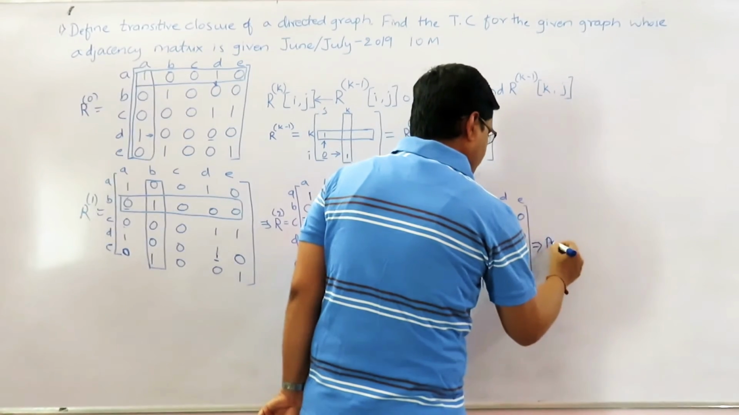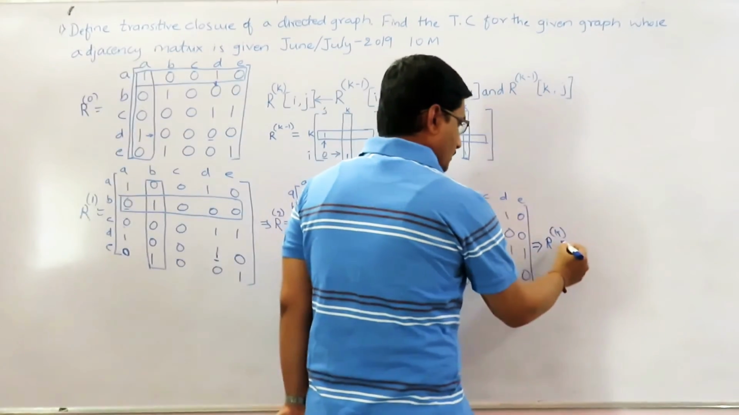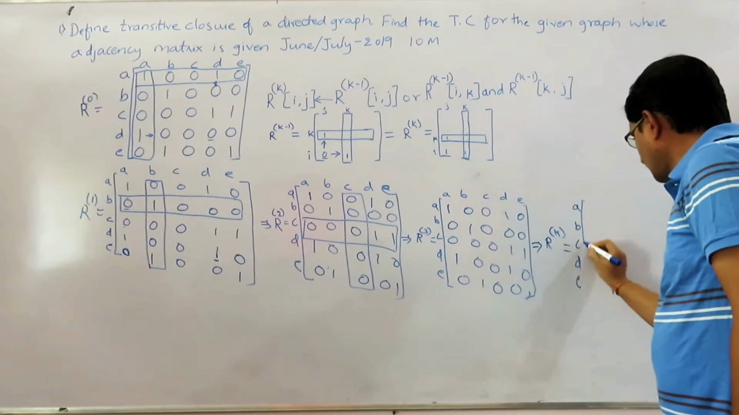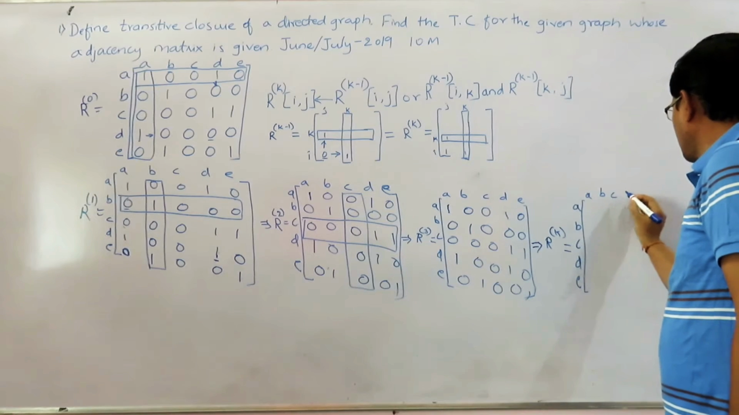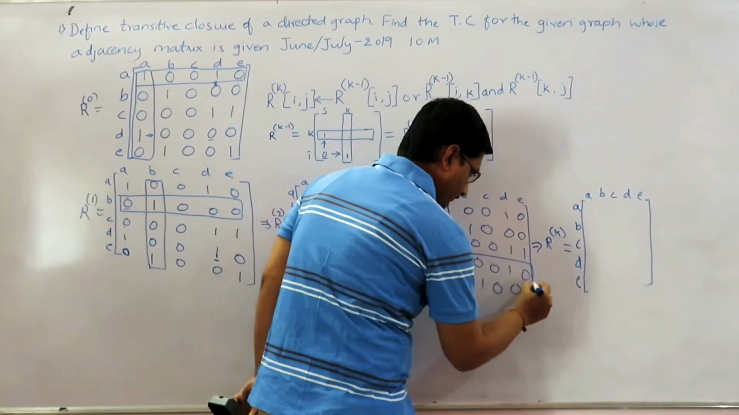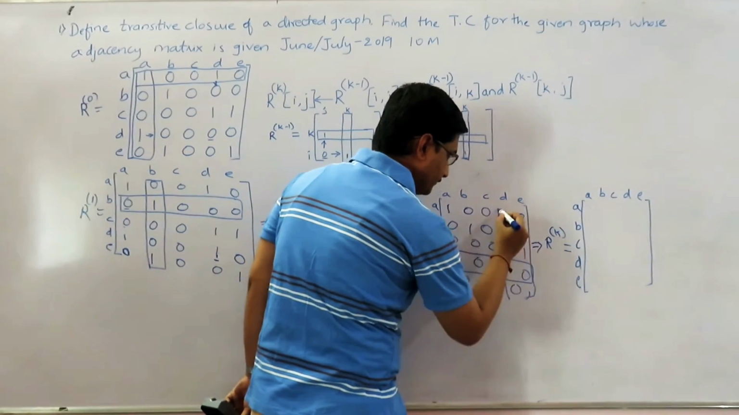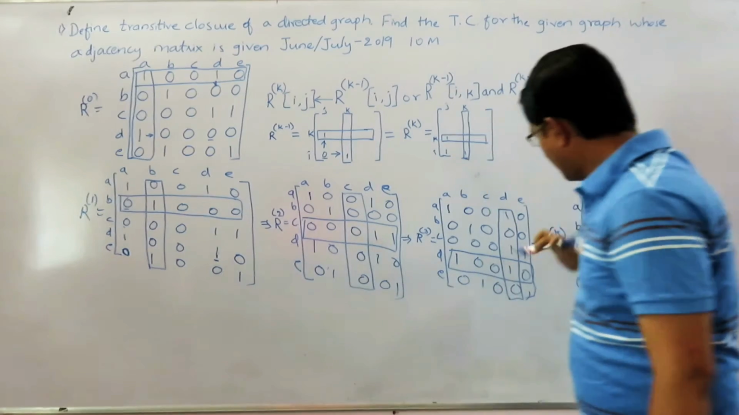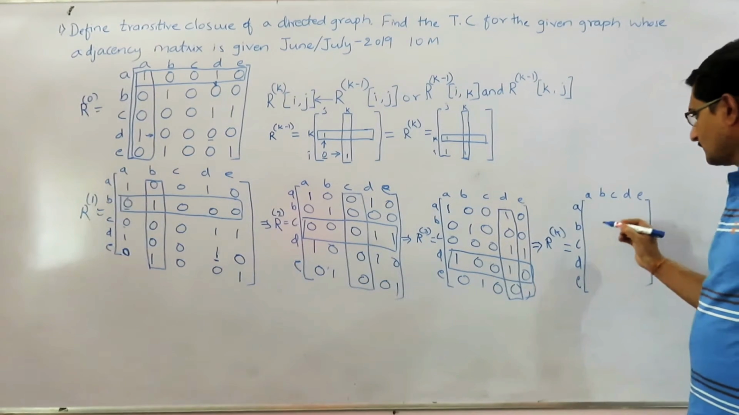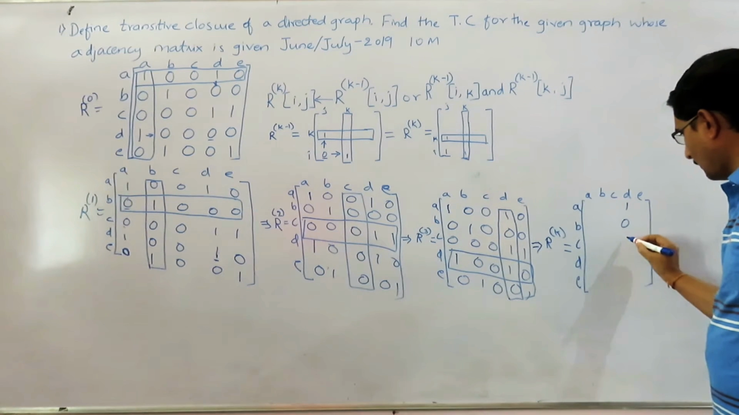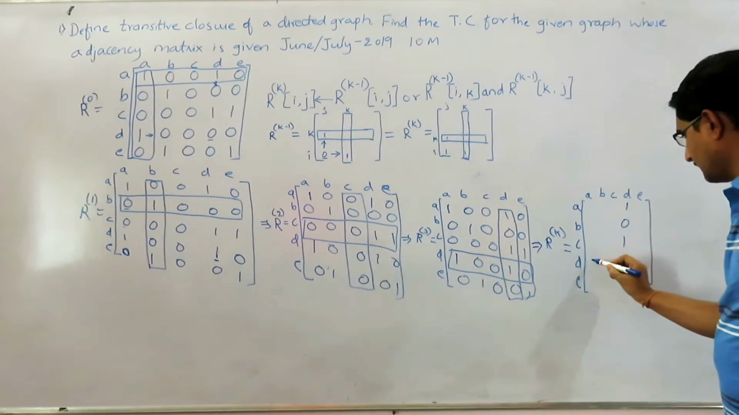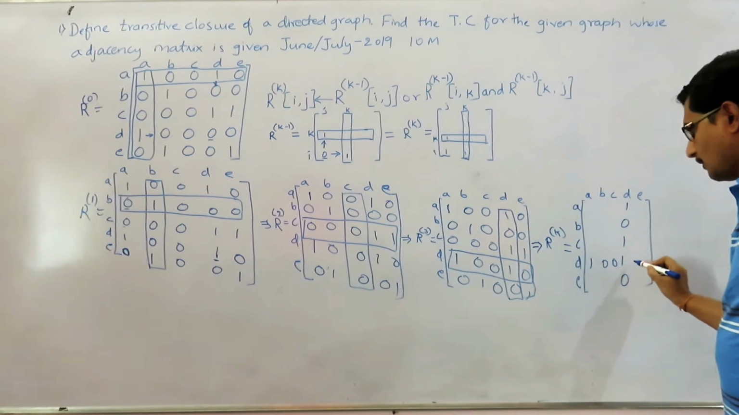So next we need to find R4. So this will be, so we need to consider fourth row and fourth column. There are 2 1s here. Here also there are 2 1s. So there are chances. So let us write that directly. 1, 0, 1, 1, 0. And 1, 0, 0, 1, 0.